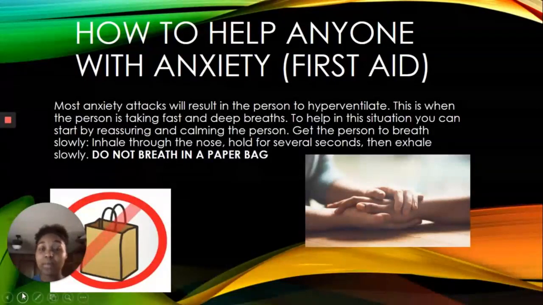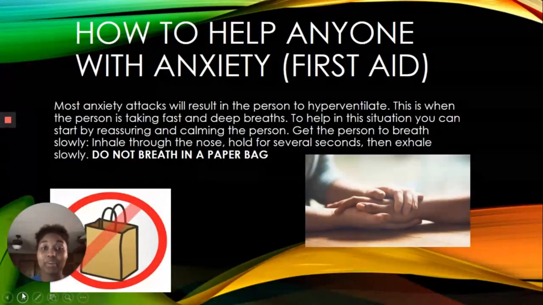To help the situation, you can first start by reassuring the person. Do not assume that you automatically know what's wrong with the person or what caused this person to feel this way. The best thing you can do is to try to help them calm down and reassure them that everything is going to be okay.